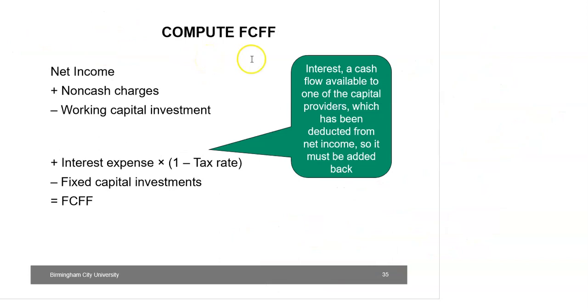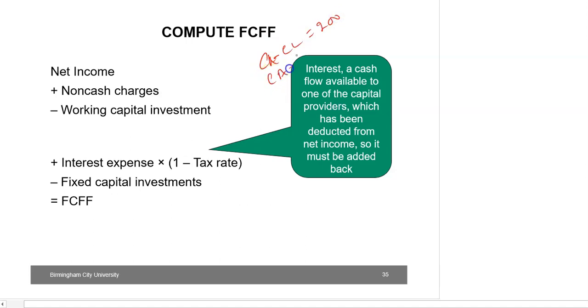To calculate the free cash flow to the firm, we start with net income and add back any non-cash charges, for example depreciation, amortization, and then we deduct from it working capital investment, that is any additional investment in working capital. So for example, if at the start of the year current assets minus current liabilities were equal to 200, and at the end of the year the current assets minus current liabilities, that is the closing working capital, is 250, it means there has been an investment of 50 in the working capital. So that additional investment in working capital will be deducted here.